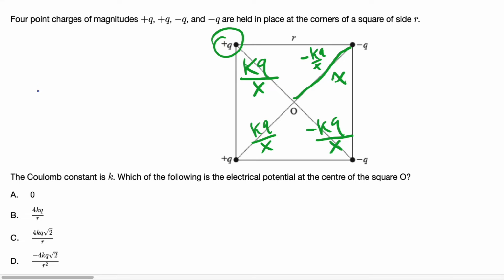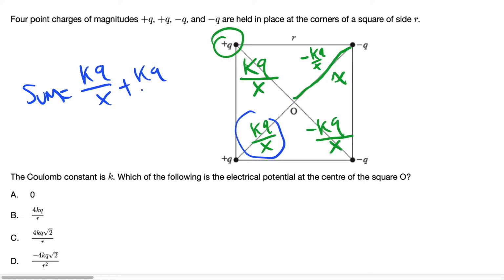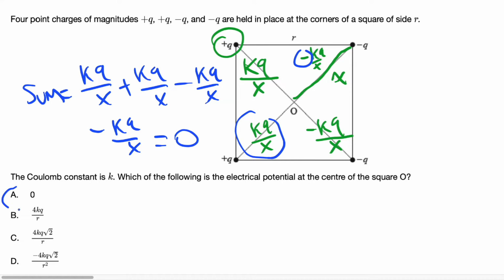So the sum will be equal to KQ divided by x plus KQ divided by x minus, and I say minus because here is a negative sign, KQ divided by x, and here is another negative sign, and this will be equal to 0. So the answer is 0, right? Just another trick.